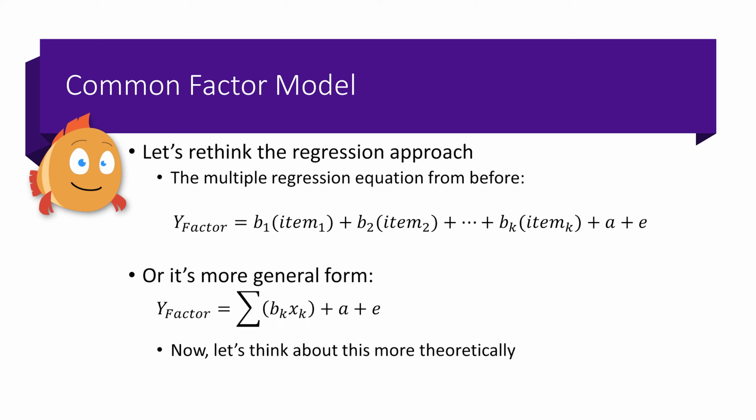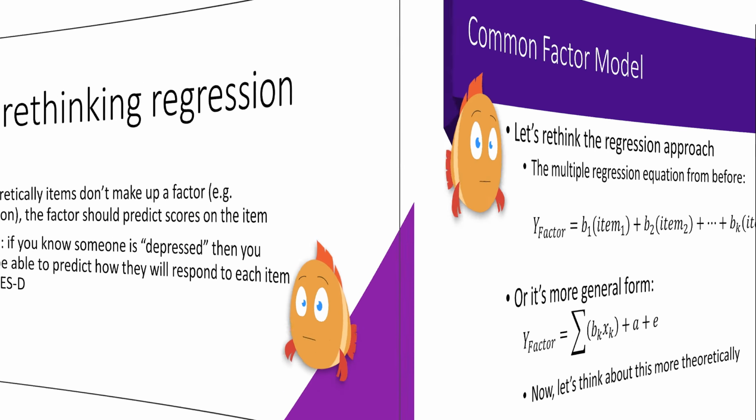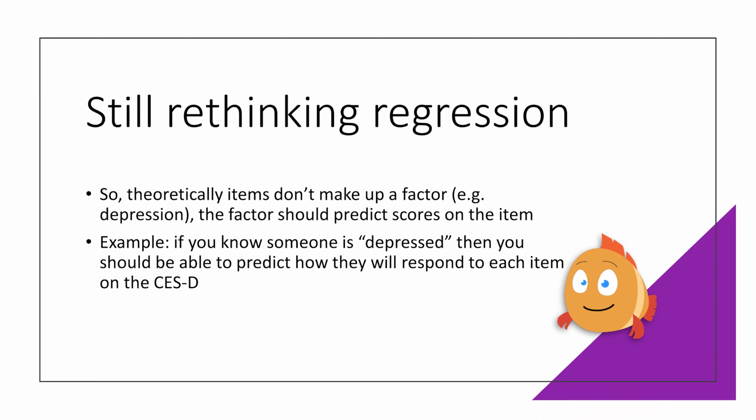And then we just toss in error variance, so all the variance unexplained, as well as an intercept, just to make it nice and tidy. So we can also think about this a little more theoretically. Theoretically, items don't make up a factor, like depression. The factor should predict scores on that item. So, for example, if you know someone who is depressed, then you should be able to predict how they will respond to each question on the CESD, for example.